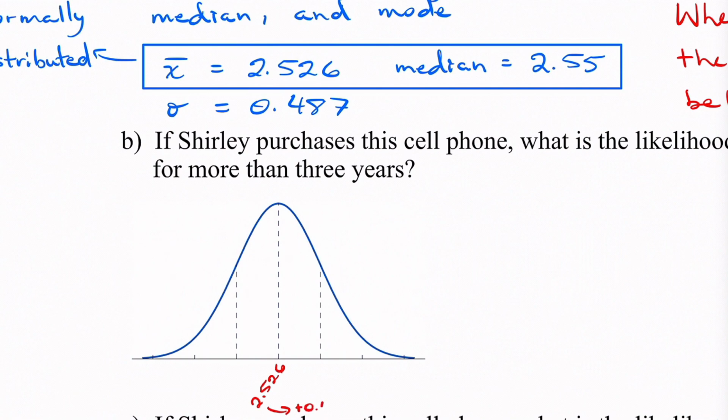0.487. When I do that, that is going to get me 3.013. And then adding it on again, I'm going to get 3.5. And then adding it on again, I'm going to get 3.987. Okay, going the other way, you're going to have to subtract that 0.487. So to get the first one, after we subtract, you'll get 2.039. Next is 1.552. And then the last one is 1.065.